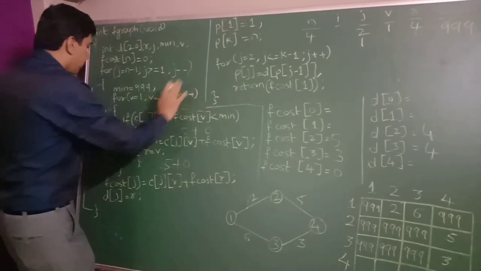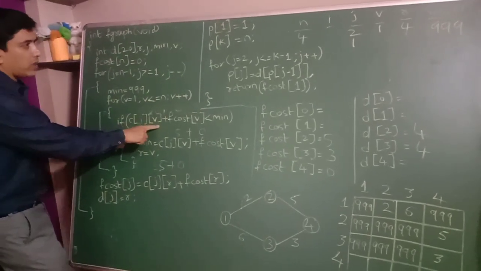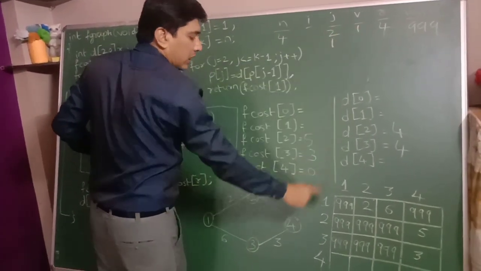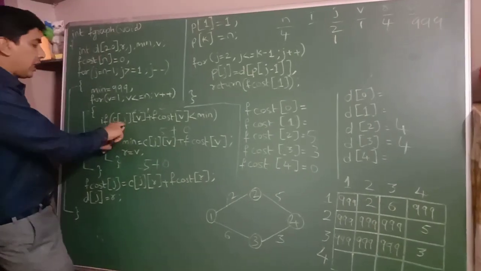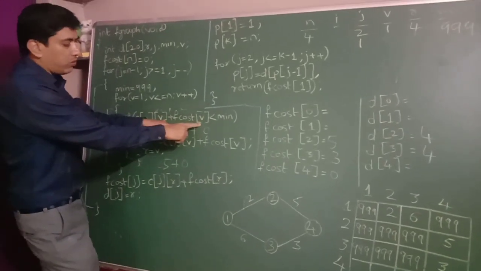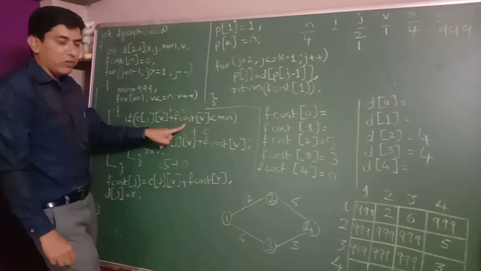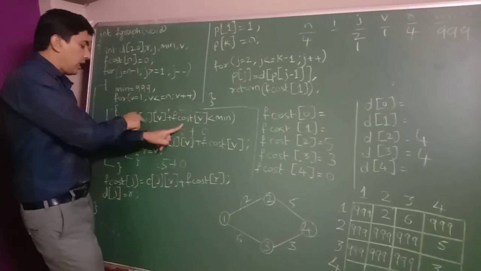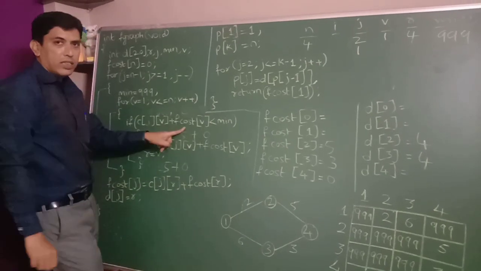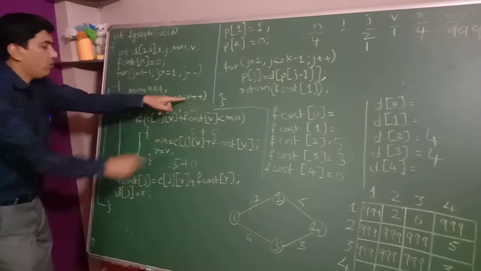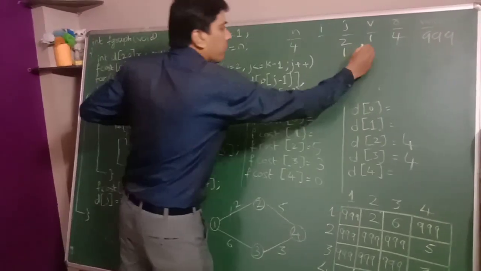So now see here, J V, that is 1 1, that is 1, is 999 plus f cost of 1. So f cost of 1 is some garbage value here. So 999 is not less than 999. The condition will become false. So increment the value of v by 1. Now v will become 2.